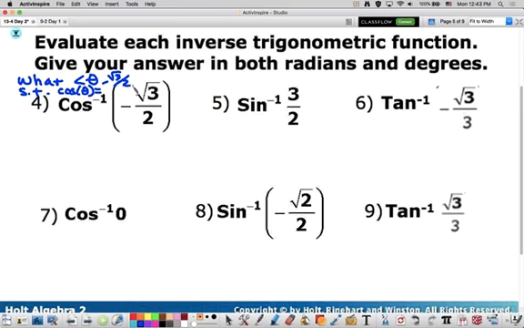Okay, I want to walk you through the steps on one of these, and then we'll go through a couple more together. If I want to undo this, what do I have to do to both sides? Cosine. To get rid of this cosine inverse, you have to do cosine on both sides. What happens with the cosine inverse and the cosine? They cancel. So I have negative root 3 over 2 is equal to cosine of theta.